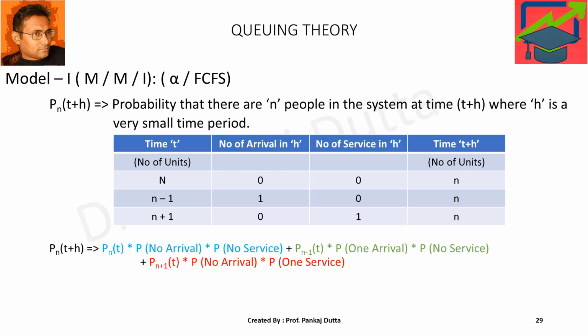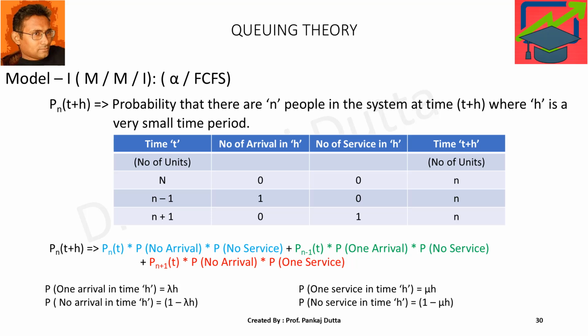The last part, shown in red, shows the product of probability of n plus 1 people in time t, probability of no arrival in time h, and probability of 1 service in time h. The sum gives the probability of n people in time t plus h.